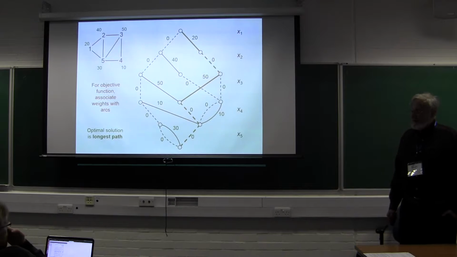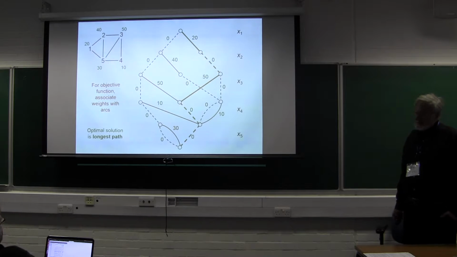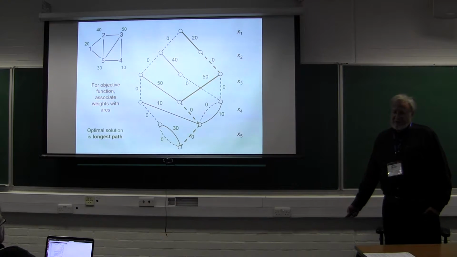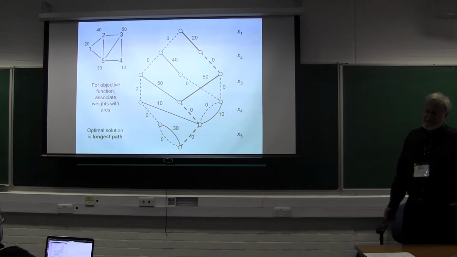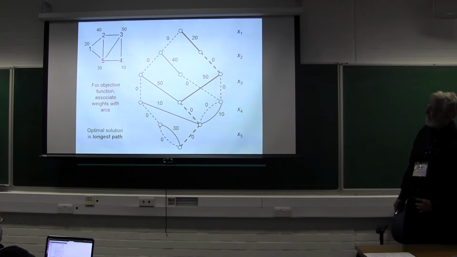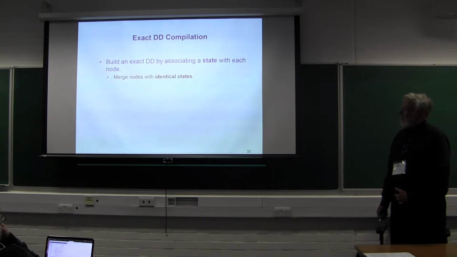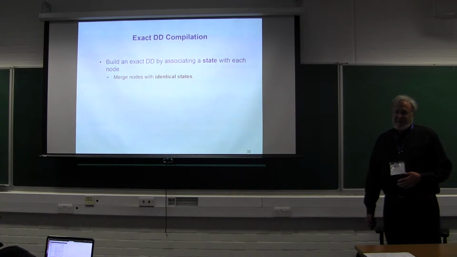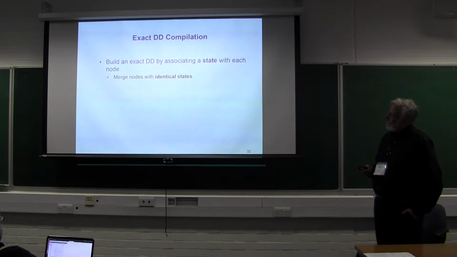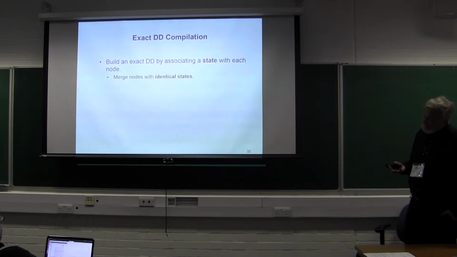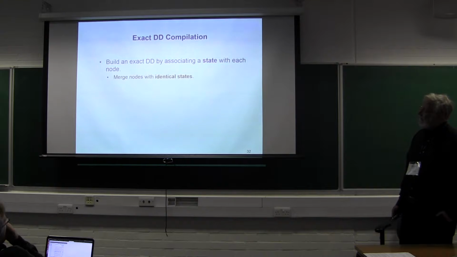So if we have a decision diagram representation, the optimization problem is solved. Of course, the difficulty is that decision diagrams tend to explode in size, so we have to deal with that. Okay. Now, how do we build these decision diagrams? Well, there are many ways to do it, but it turns out in optimization, the most practical way, generally speaking, is a compilation method that works top-down.